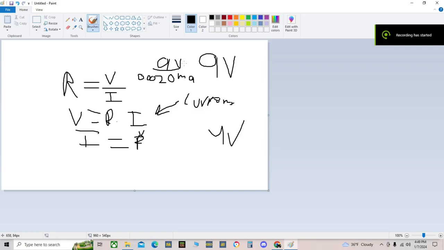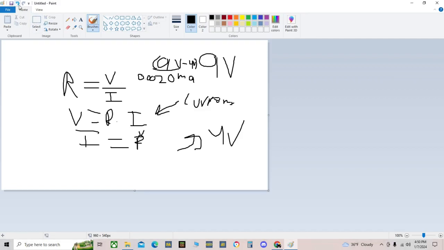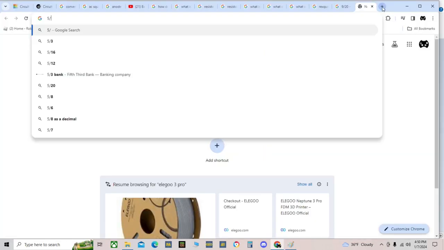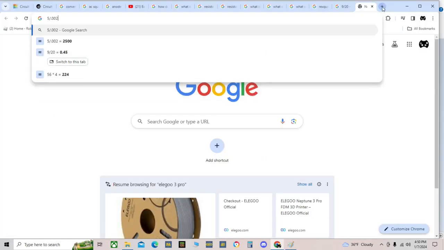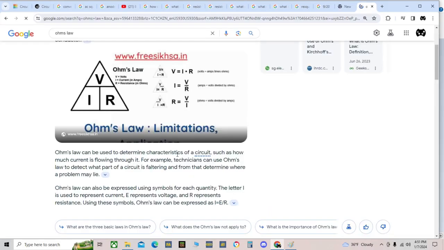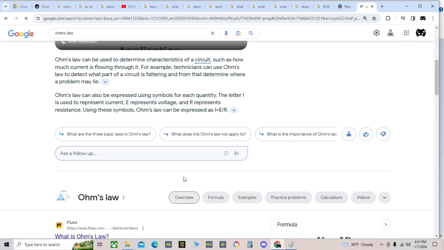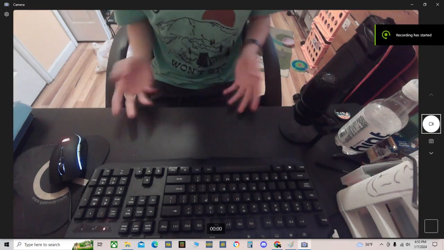I forgot the forward voltage, which is why we did that thing in the first place. So it's minus 4 volts. Forward voltage is just how much the LED eats up. That was a good arrow. How much the LED will eat up. 0.002. 2,500 ohms. Who is Ohm? It's some dead guy.